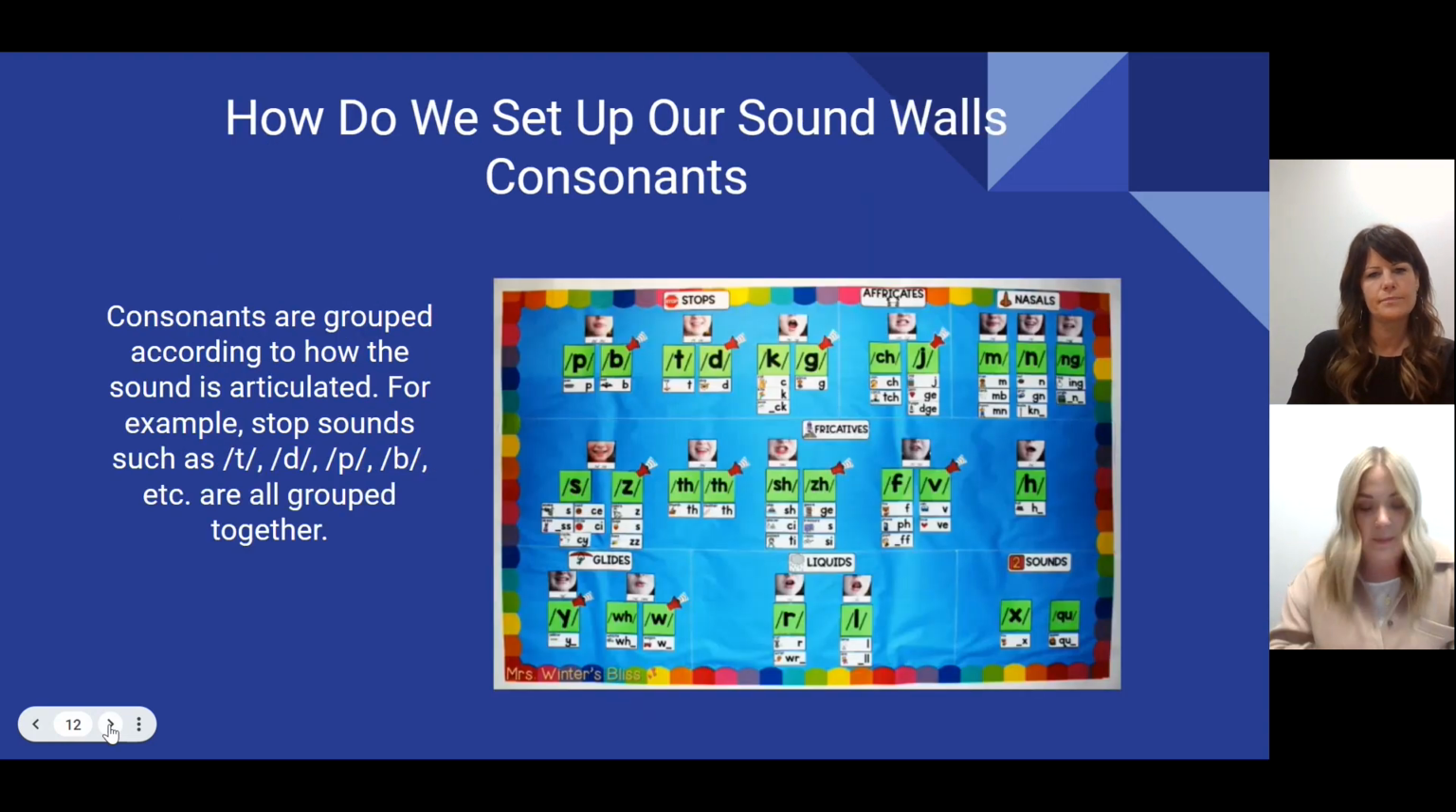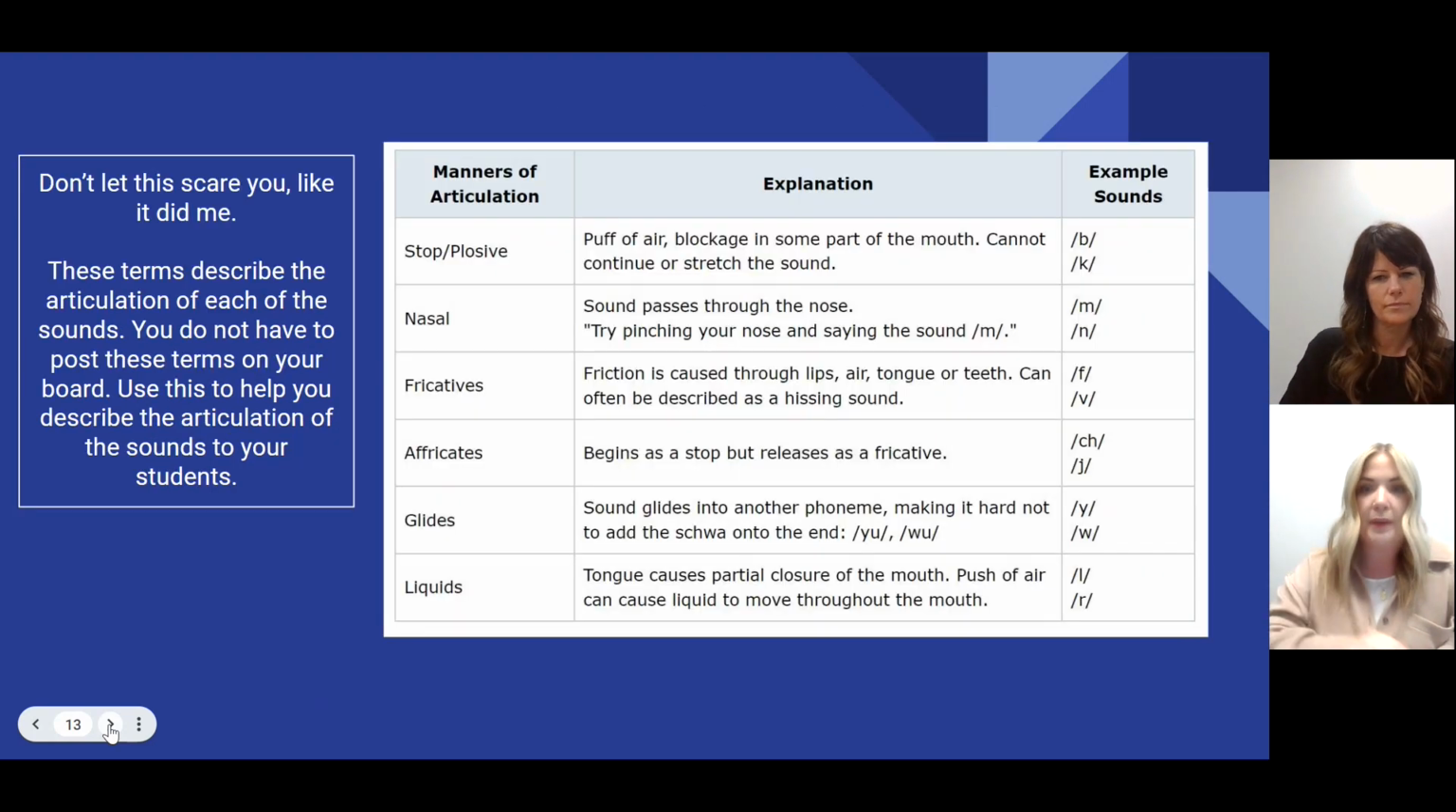Okay, so how do we set them up? Well, when we talk about sound walls, there's usually two parts. You have your consonant wall and your vowel wall. So our consonants are grouped according to how the sound is articulated. So for example, you'll have your stop sounds like t, d, and b, and they're all grouped together by the way the sound is articulated and the manner in which your students are creating that sound. So let's get a little bit more into the groupings. So you can see here, there are 6 different groupings.